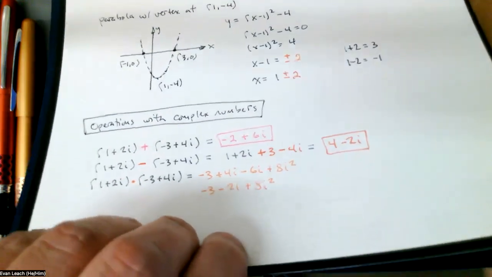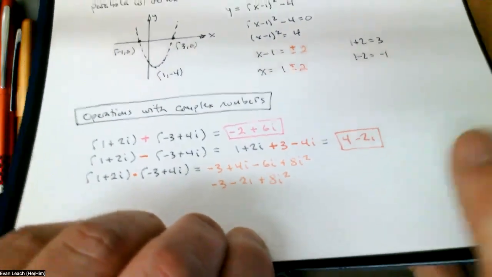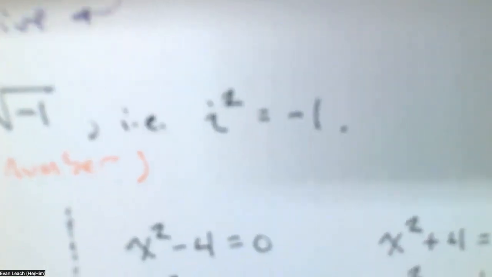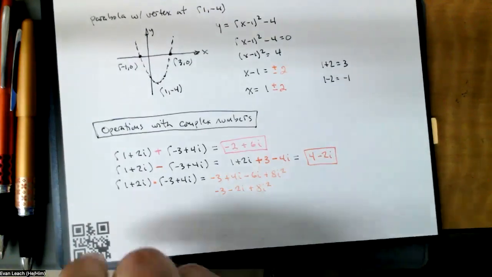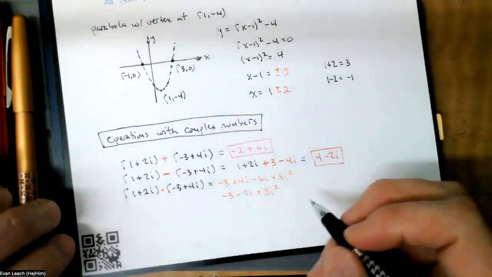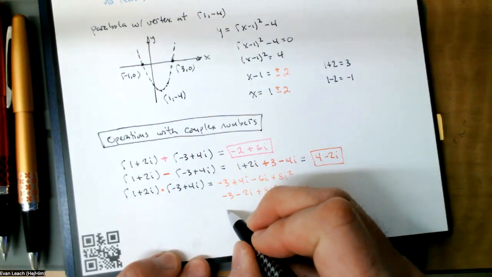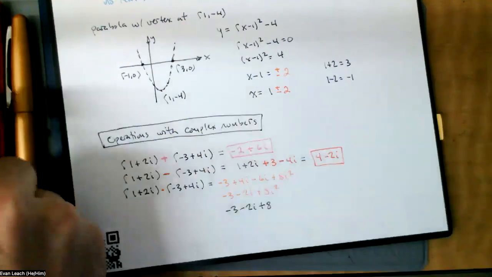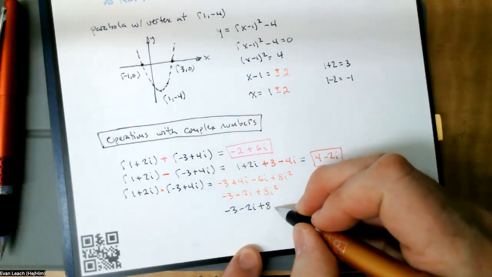And what that means, on our previous page, we had it written down. What that means is that i squared is -1. So that i squared we can simplify. So it's going to be -3 minus 2i plus 8, and then i squared is -1.